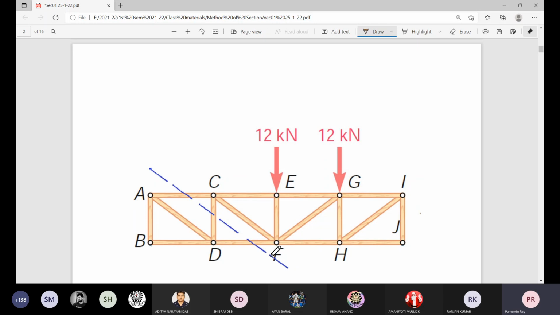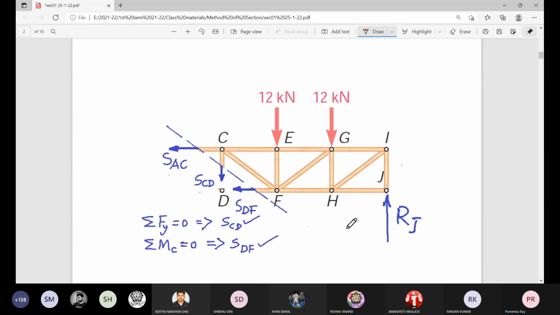Now, if we consider any side with reference to this section, either right hand side or left hand side. Now, if we consider the right hand side, then this is the portion remaining on the right hand side. This is the developed reaction at J. These are the applied forces 12 kilonewton, 12 kilonewton at the end of the member joints E and G. And these are the forces. Here also we assume tensile forces. So force in the member AC, force in the member CD, force in the member DF, that we show as acting away from the joint as if those are tensile.